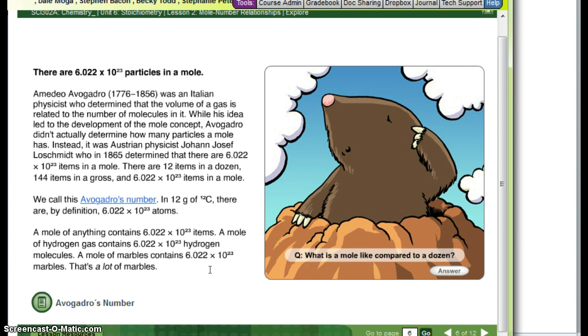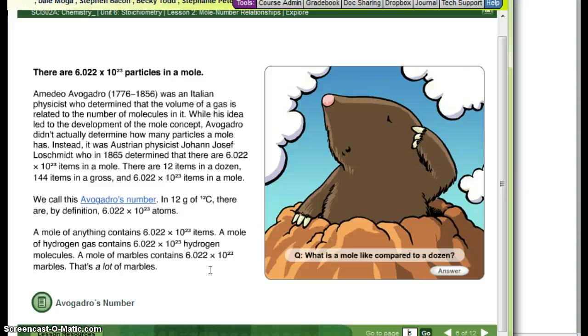So again, there are 6.022 times 10 to the 23rd particles in a mole. Amedeo Avogadro, who lived from 1776 to 1856, was an Italian physicist who determined that the volume of a gas is related to the number of molecules in it. While his idea led to the development of the mole concept, Avogadro didn't actually determine how many particles a mole has. Instead, it was Austrian physicist Johann Joseph Loschmidt, who in 1865 determined that there are 6.022 times 10 to the 23rd items in a mole.